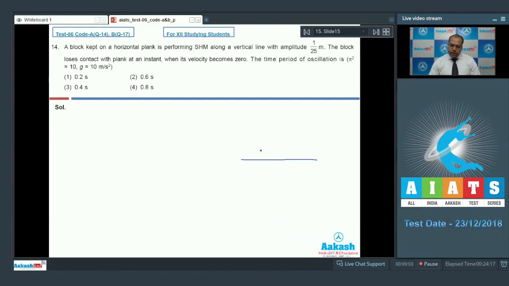Suppose this is the horizontal plank and a block is kept on it, and this plank is performing oscillation in the vertical direction. Suppose this is the mean position. So when the plank is at the bottommost position, then there is no possibility that the block loses the contact with the plank. But when the plank is at the topmost position, then there is a possibility that at the instant when the block has a velocity 0, it loses contact with the plank.